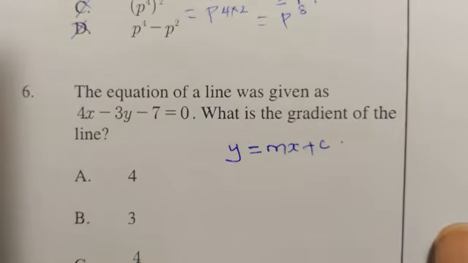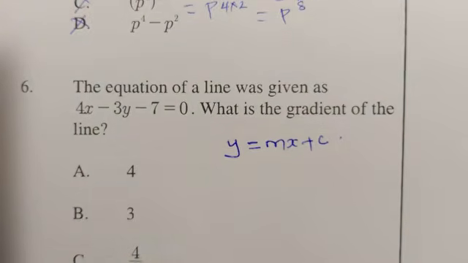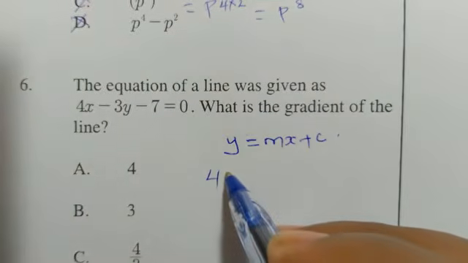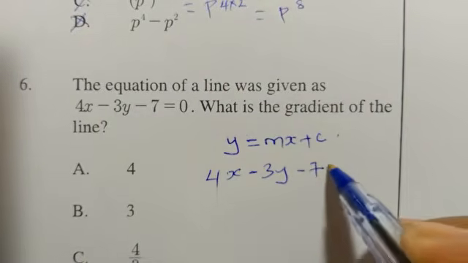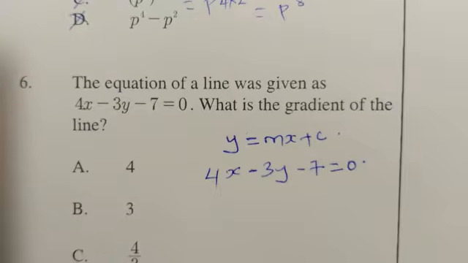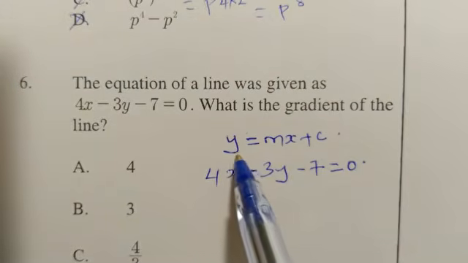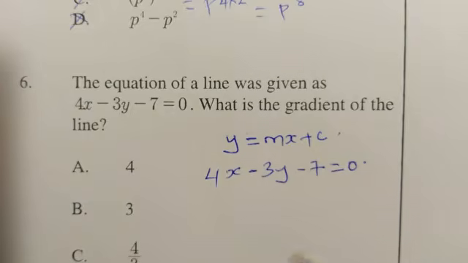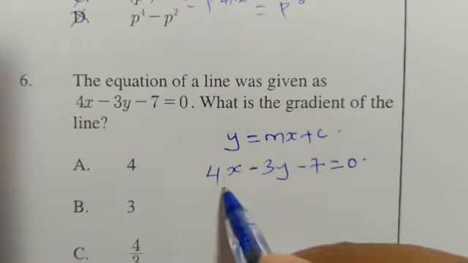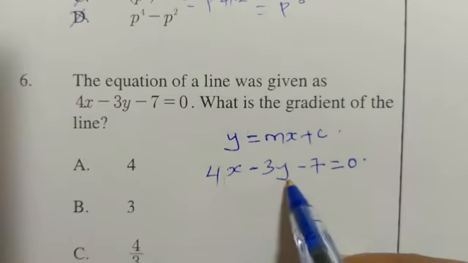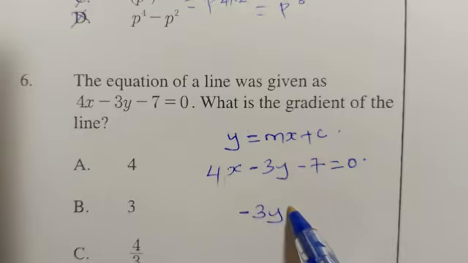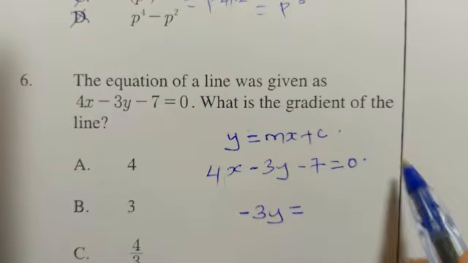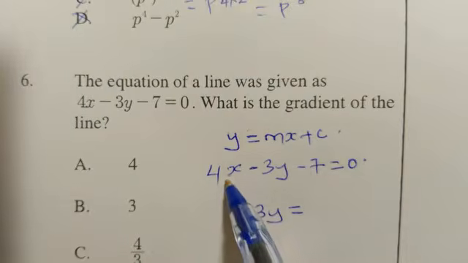This is very simple. So what you do is, I'm just repeating the equation, 4x minus 3y minus 7 is equal to 0. So our target is to remain with y is equal to, in that order. So we'll have to take 4x to the other side to remain with the y and its coefficient. So we'll have negative 3y is equal to, we also take 7 to the other side.